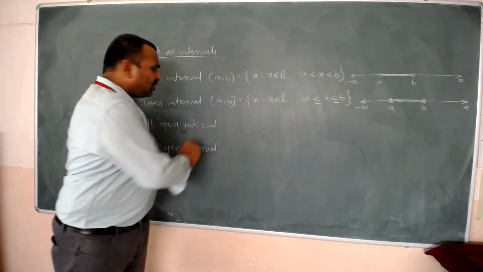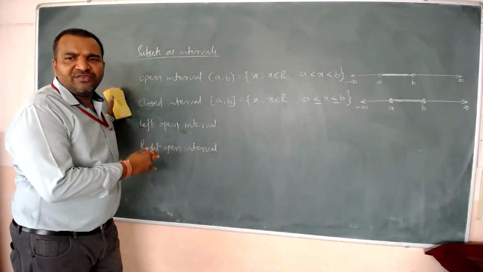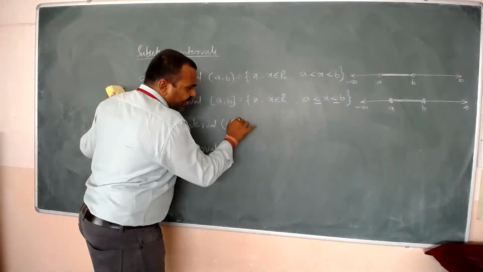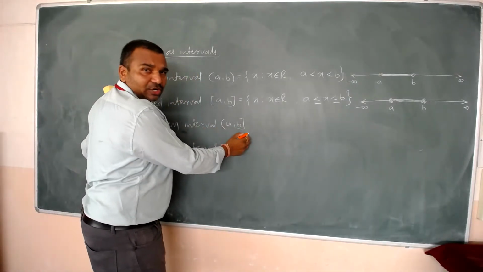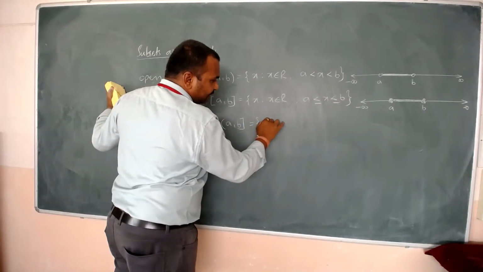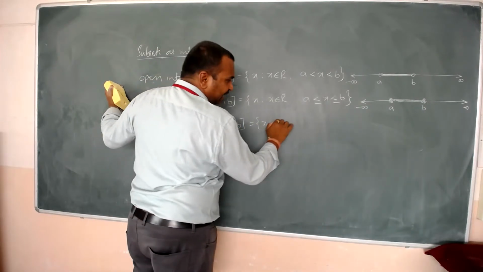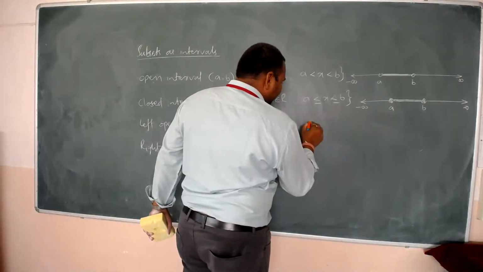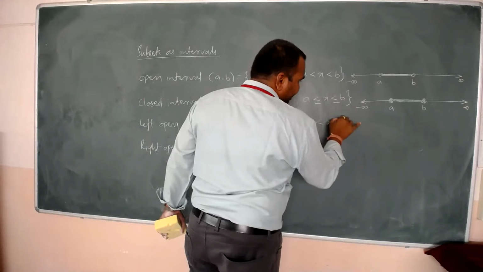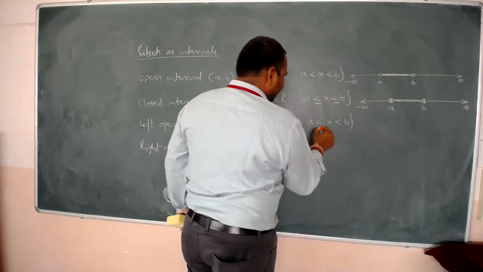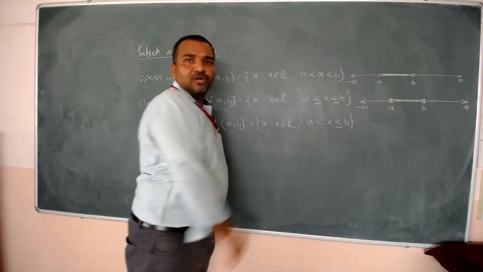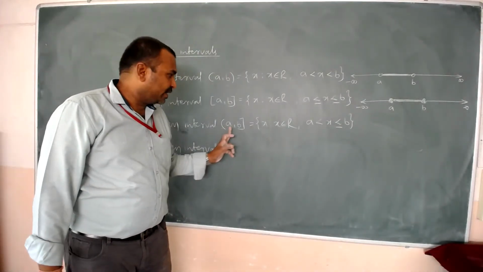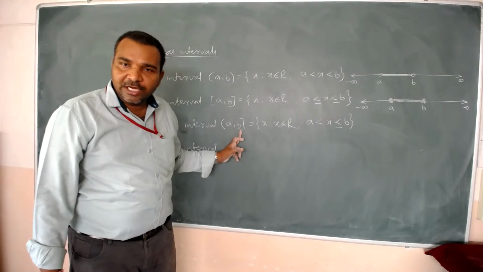Next, the left open interval. Generally, left open is nothing but right closed. We write it like this: (a, b], left open, right closed. Here also x is an element, a real number, that lies between a and b, including b, not including a. Left open means a is not included. Right closed means b is included.